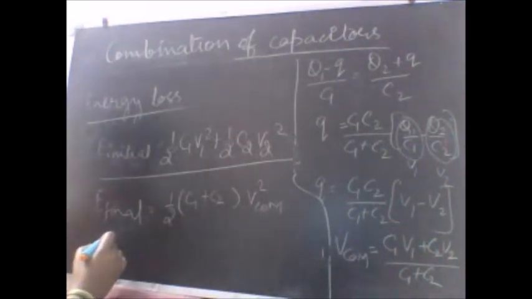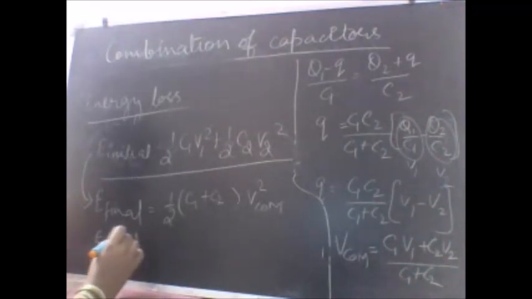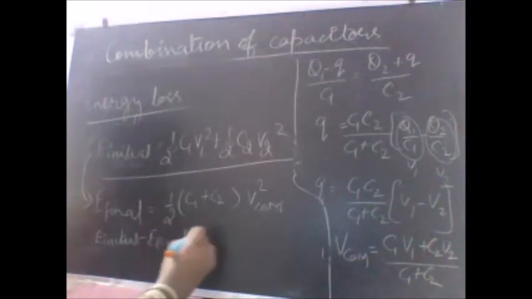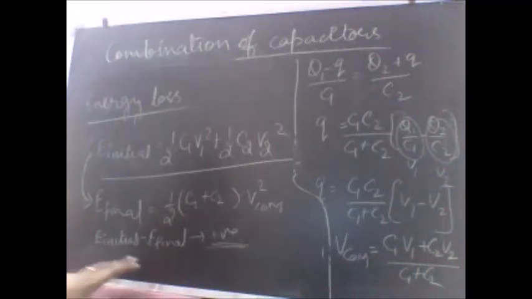When we subtract the two, E initial minus E final, I will get a positive value here. It should be positive. That means energy loss has taken place, that is, the initial energy was more than the final energy. But why should the energy loss take place?